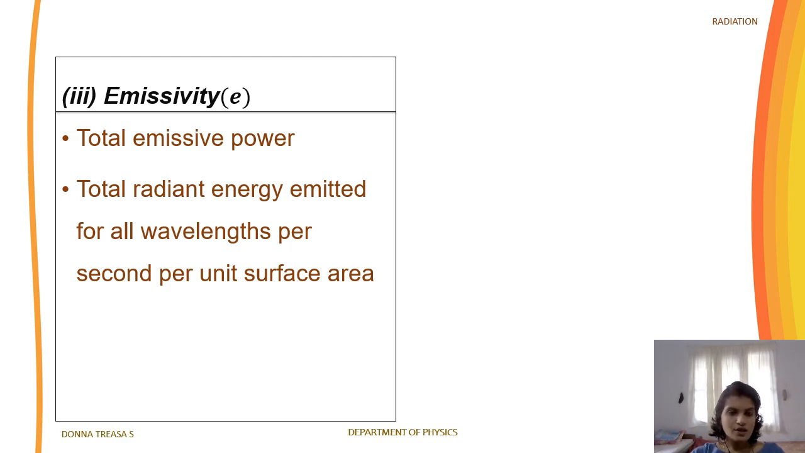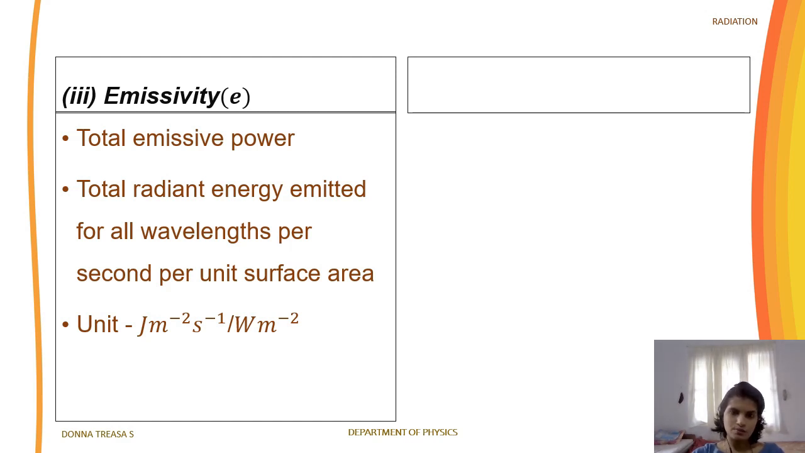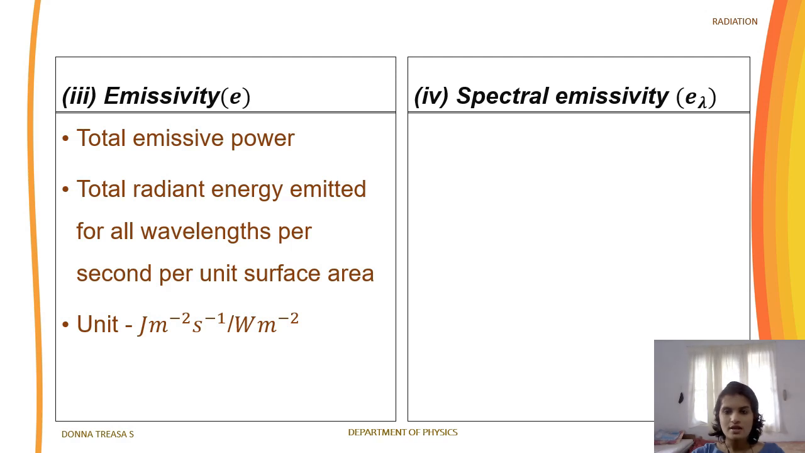Emissivity is defined as the total radiant energy emitted for all wavelengths per second per unit surface area. Its SI unit is joule meter raised to -2 second raised to -1, which can also be written as watt meter raised to -2. Now the fourth one is spectral emissivity, represented by E subscript lambda.